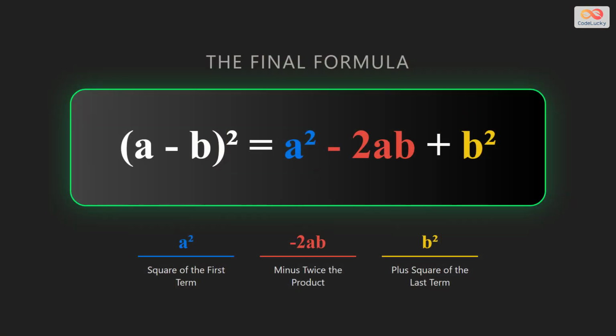Here is the final formula you should memorize. (a − b)² equals a² − 2ab + b². Notice the three parts: the square of the first term, minus twice the product of both terms, and finally, plus the square of the last term.